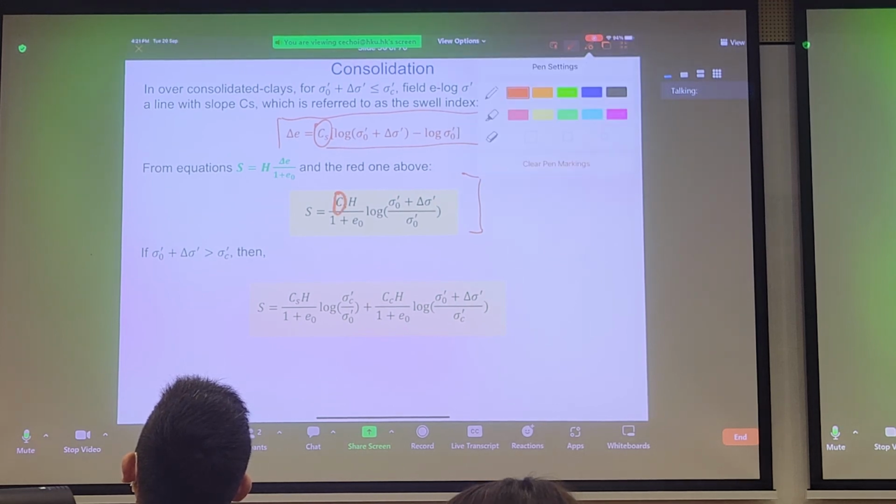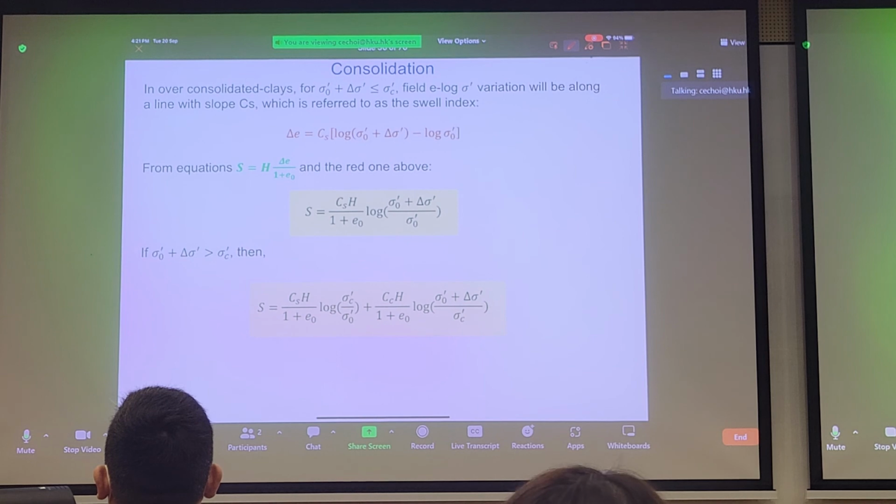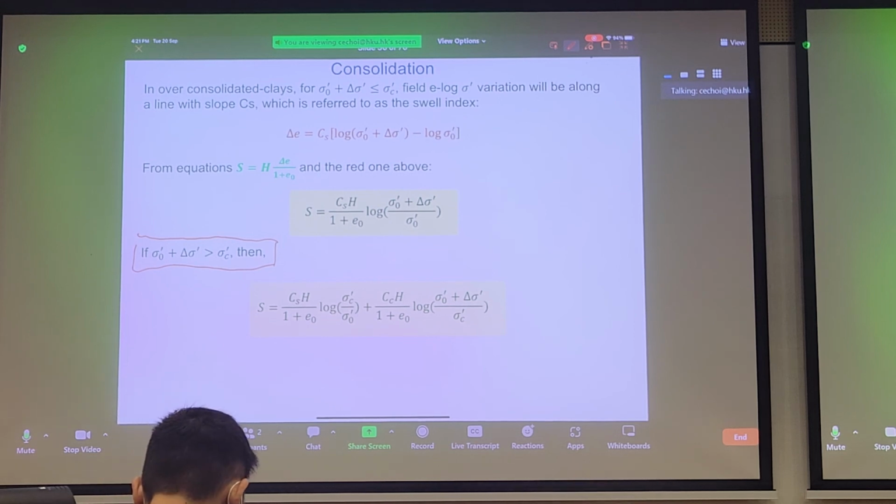So now that you have both expressions, you can calculate settlement for everything on an e versus effective stress plot. You can have other preconditions as well. If your sigma prime initial plus your change in effective stress is larger than your pre-consolidation pressure, then you have to account for compression and swelling. And in that case, you would just add the two lines together, and again, it's a linear relationship.